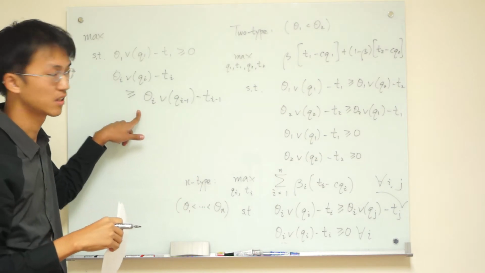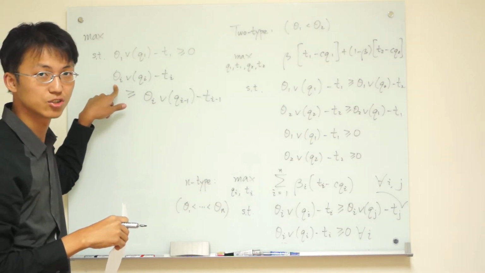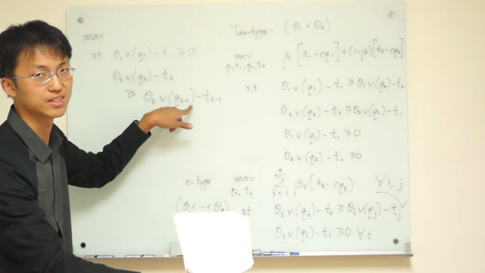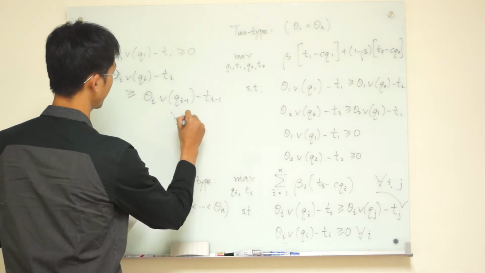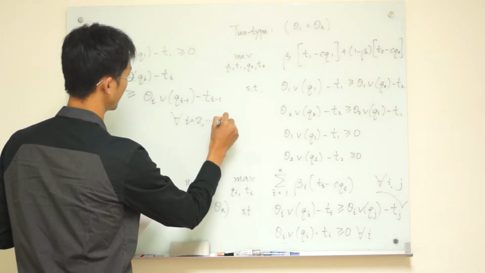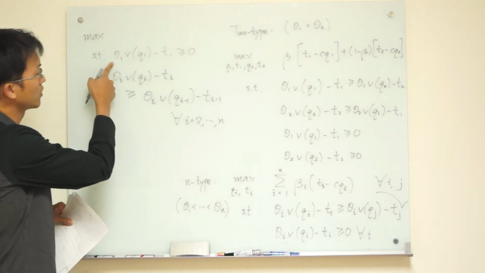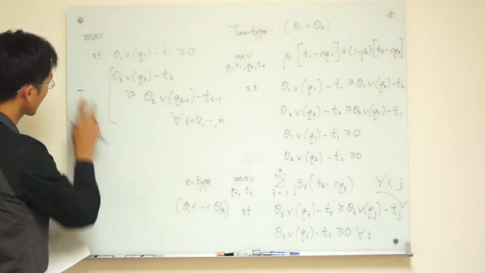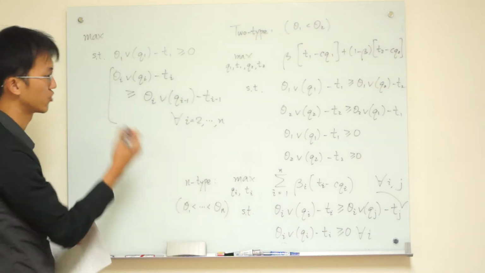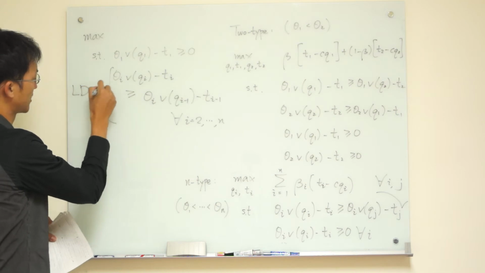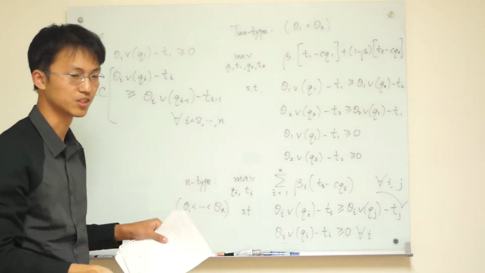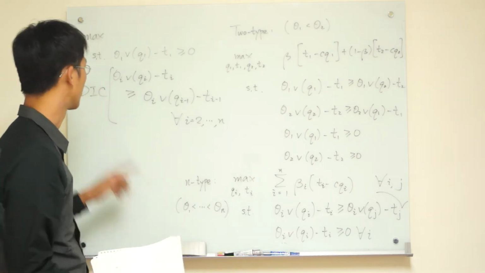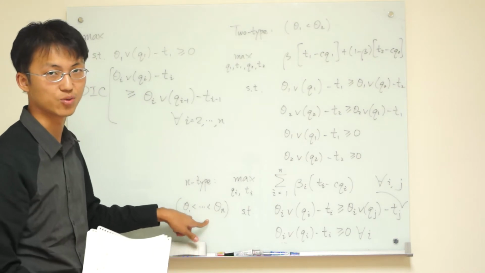Okay? This is saying that if you are type I, telling the truth is better than pretending to be your next lower type. We call this IR1, and we call this set of constraints local downward IC constraints. Local means you only compare yourself with your neighbors, and downwards means from I to I minus 1.